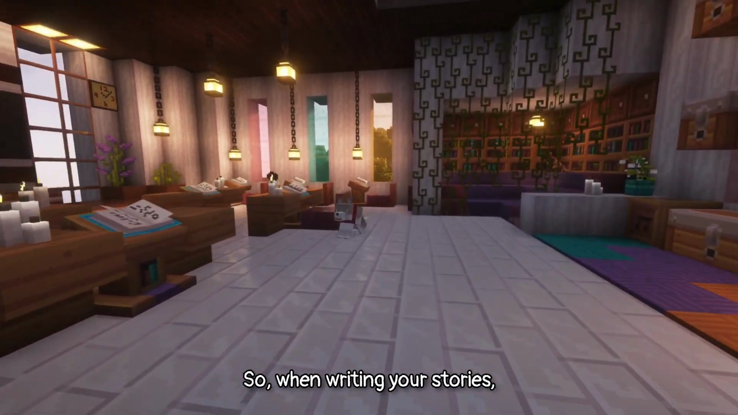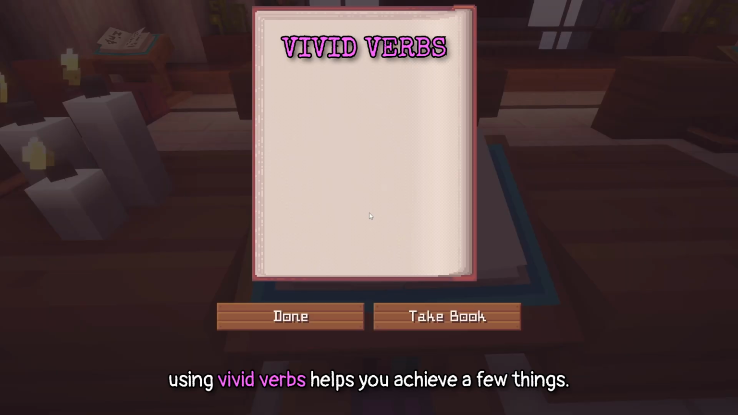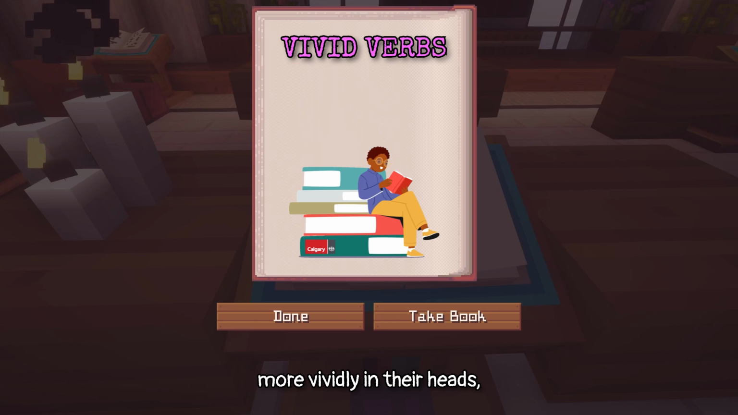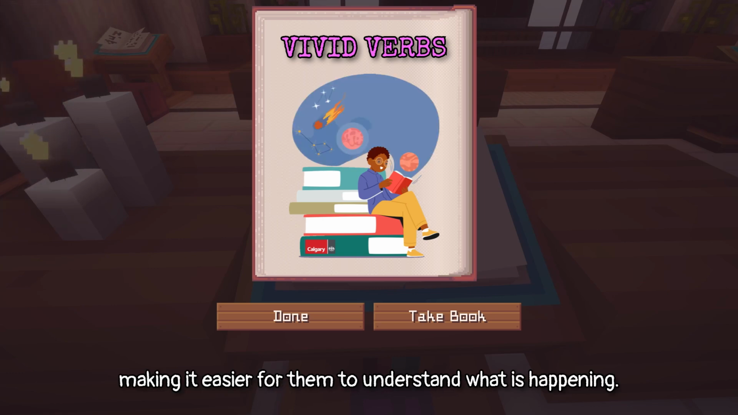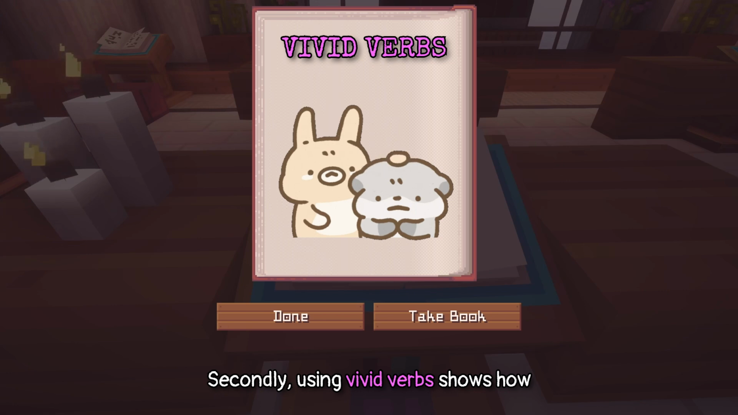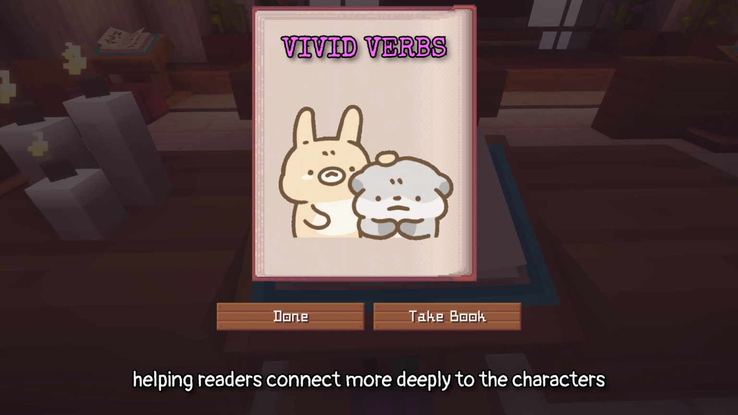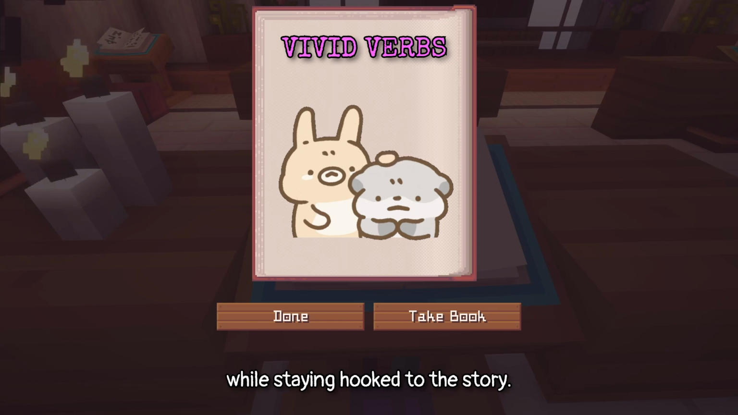So, when writing your stories, using vivid verbs helps you achieve a few things. Firstly, it helps readers picture the scene more vividly in their heads, making it easier for them to understand what is happening. Secondly, using vivid verbs shows how characters feel without directly telling, helping readers connect more deeply to the characters while staying hooked to the story.